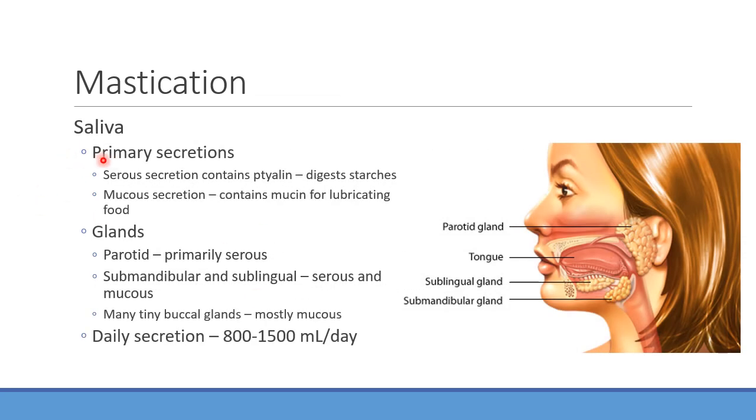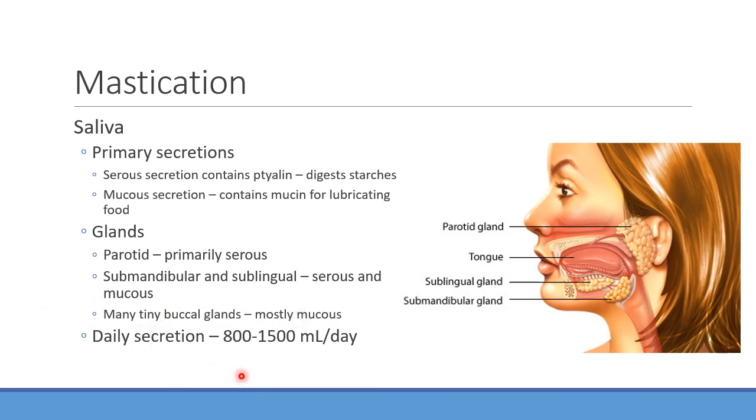Again, saliva, primary secretions: ptyalin is going to help digest starches. Mucus secretions contain mucin, which is good for lubricating the food to allow for easy travel down the esophagus. The main glands we're going to focus on are the parotid gland, with primarily serous secretion, and then the submandibular and sublingual glands, which produce both serous and mucus secretions, right? Those are good for lubrication of the food. And then we have some tiny buccal glands, which are mostly mucus secretions.